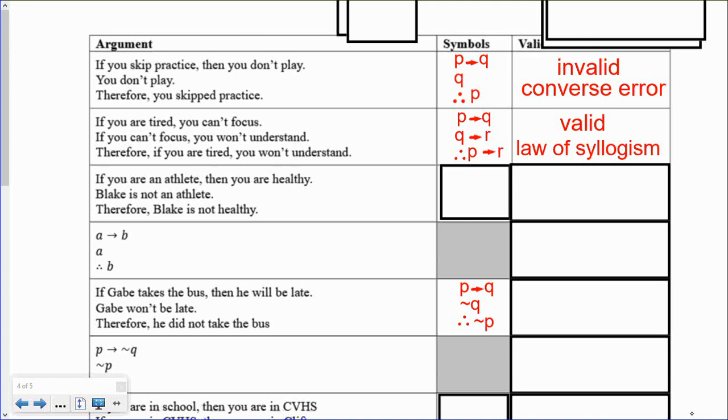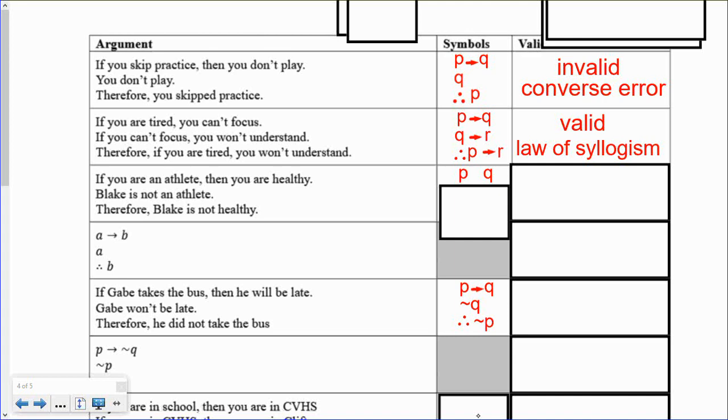All right. You guys see how it's easier when you have the symbols there? Instead of just trying to meddle with all the words kind of floating around. All right, next one says, if you're an athlete, then you're healthy. How does that start in terms of symbols? P, arrow, Q. Oops, I left off the arrow there, sorry. P, arrow, Q. There's supposed to be an arrow there.